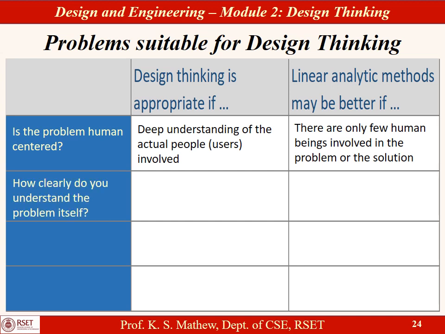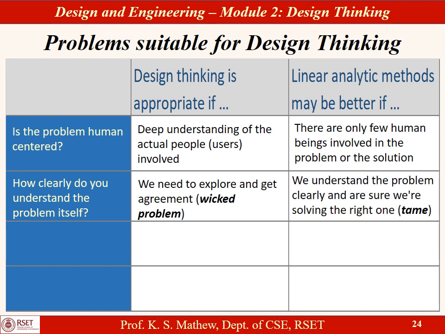How clearly do you understand the problem? Is the problem clear for you, or is it not very clear for you? If the problem is not clear for you, we need to explore and get the agreement on the problem. Then you can use design thinking. So a wicked problem, where you don't know the reason, you don't know the clear-cut solution for the problem. In that case, we can apply design thinking. If you understand the problem very clearly and are sure about the solution, then it is a tame problem. You can use normal analytical problem solving approaches.